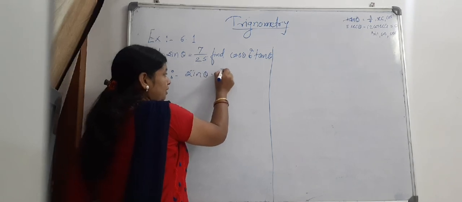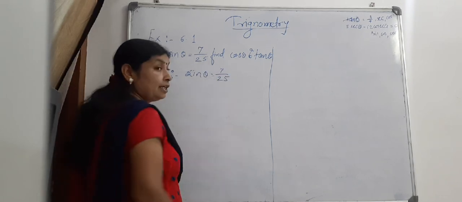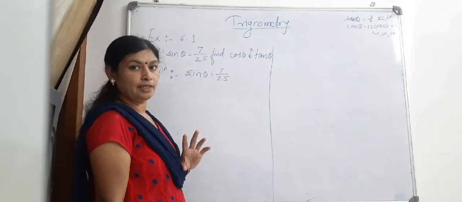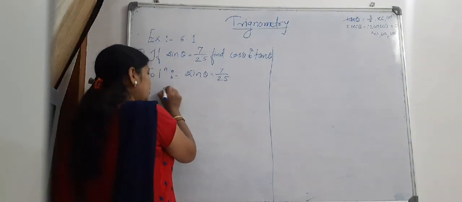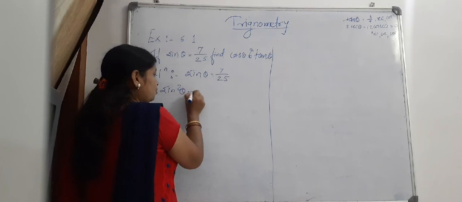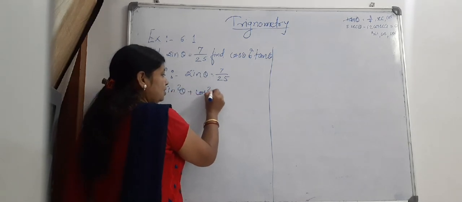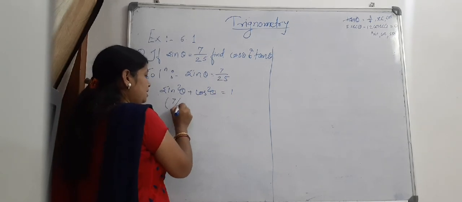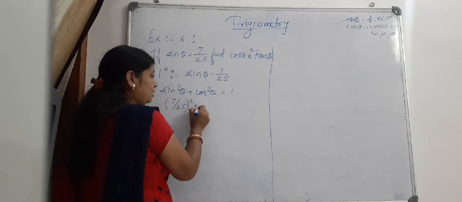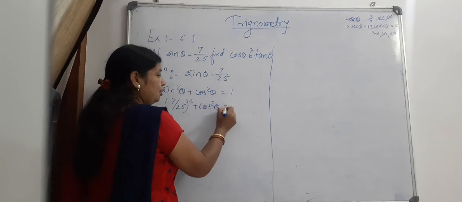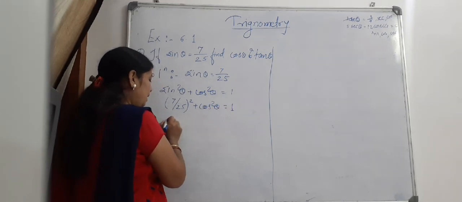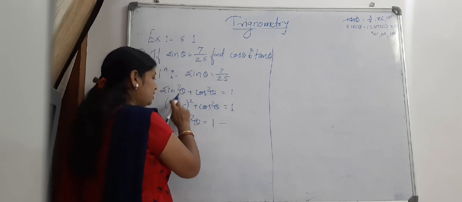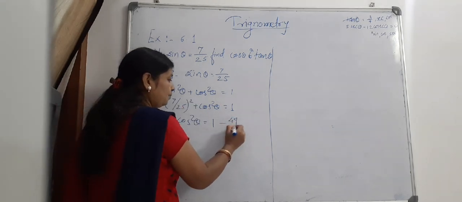Sin theta is 7/25. Here if sin is given, which identity do you have to use? Sin square theta plus cos square theta equal to 1. So use the first identity. Now put the value. Sin square theta means (7/25) square. Cos theta you have to find, equal to 1. And therefore cos square theta is equal to 1 minus 7 square means 49.